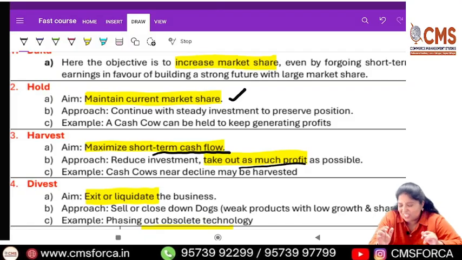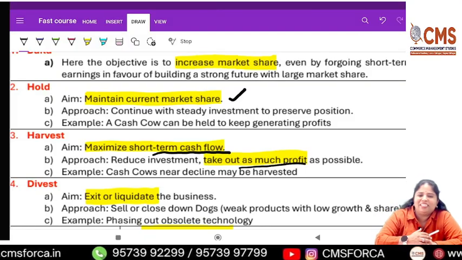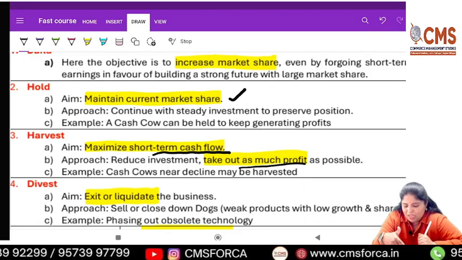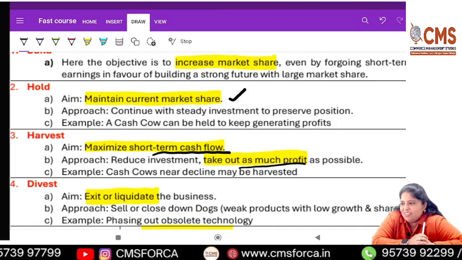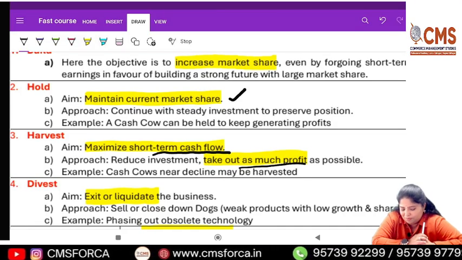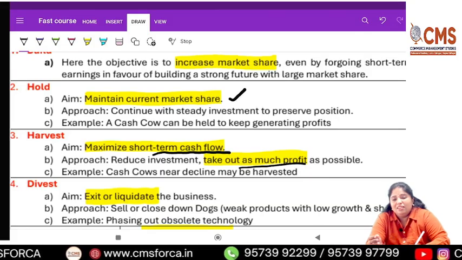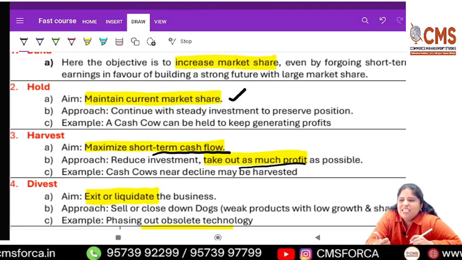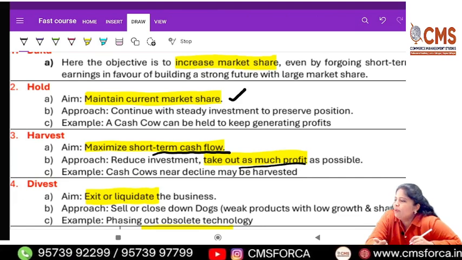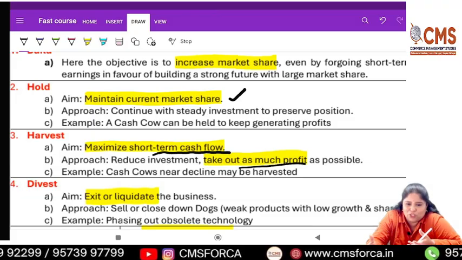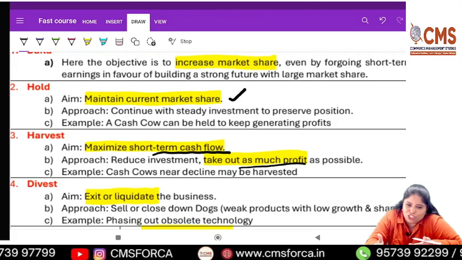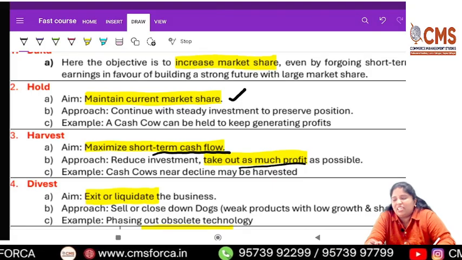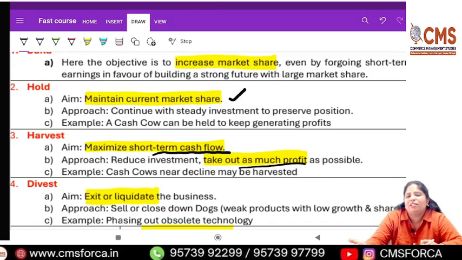Now you tell me after seeing this, because I heard somebody telling hold is for star. Will hold suit star? You are trying to maintain the market share. Does it suit star? Can I even apply it to star? You are trying to maintain the market share to safeguard their position. They can require huge investment so that they can sustain in that position. So whatever hold you can give to a star, we can also apply to a cash cow.